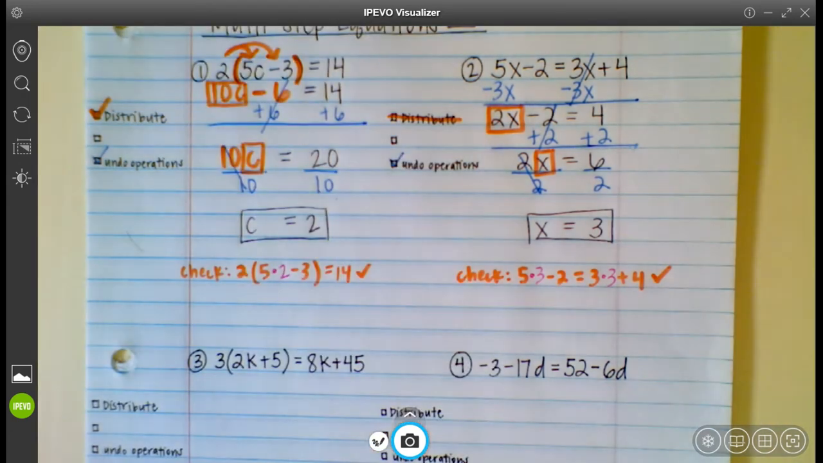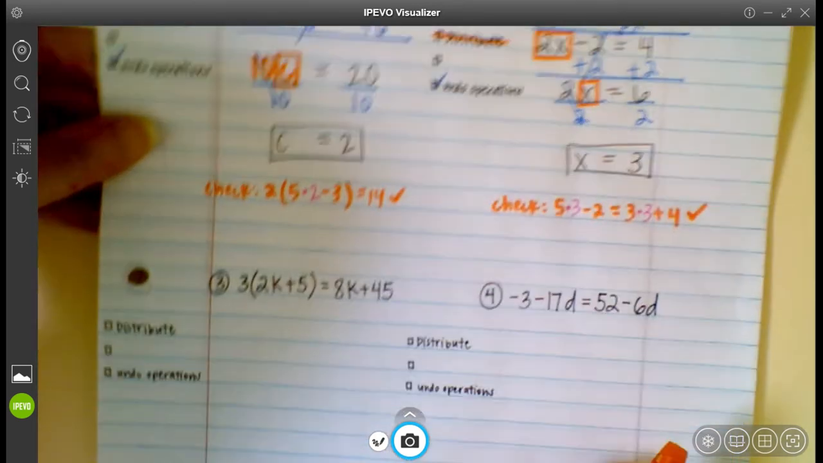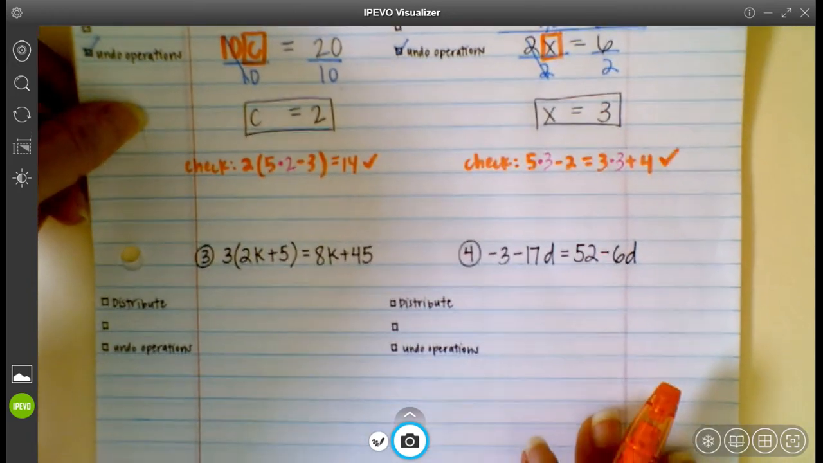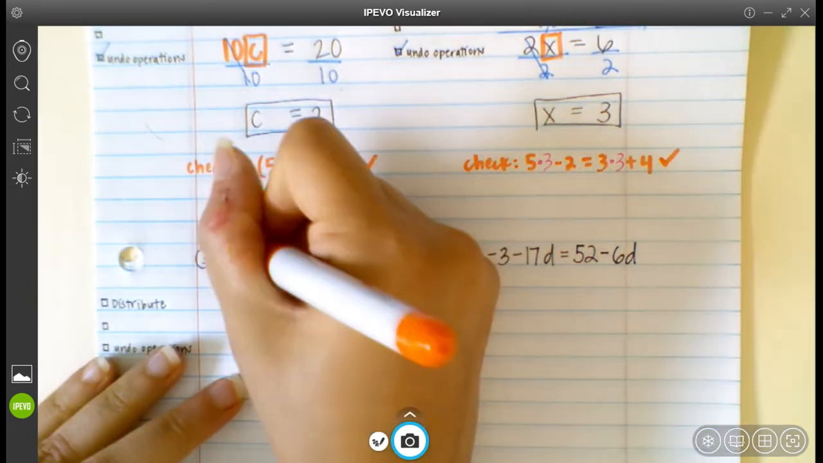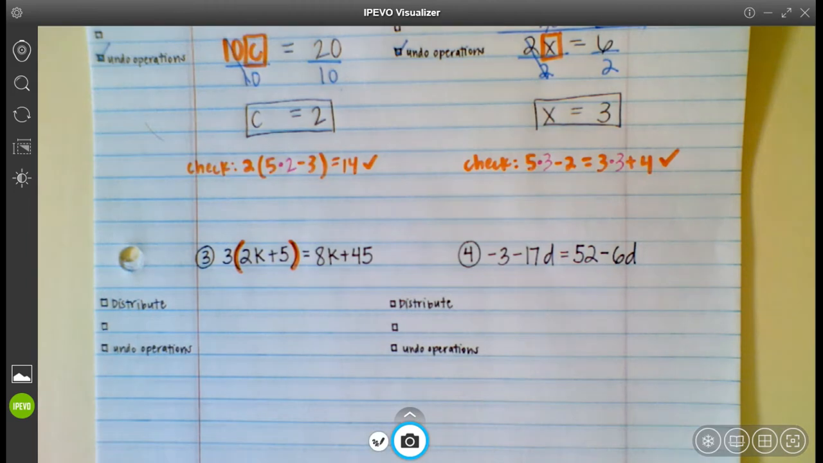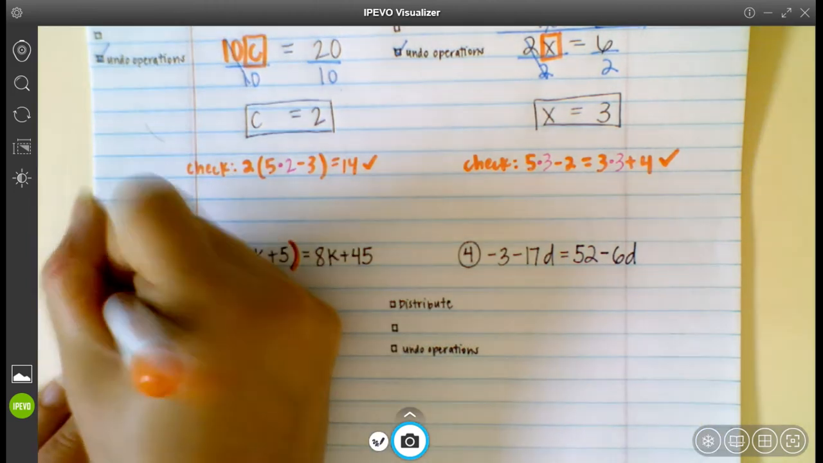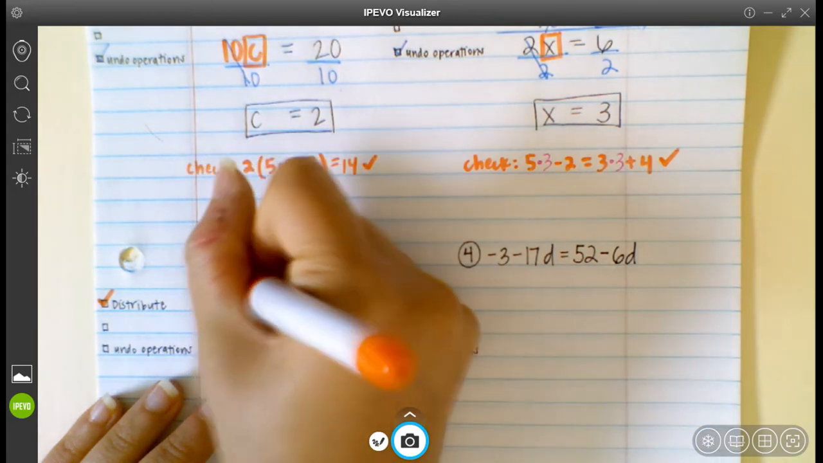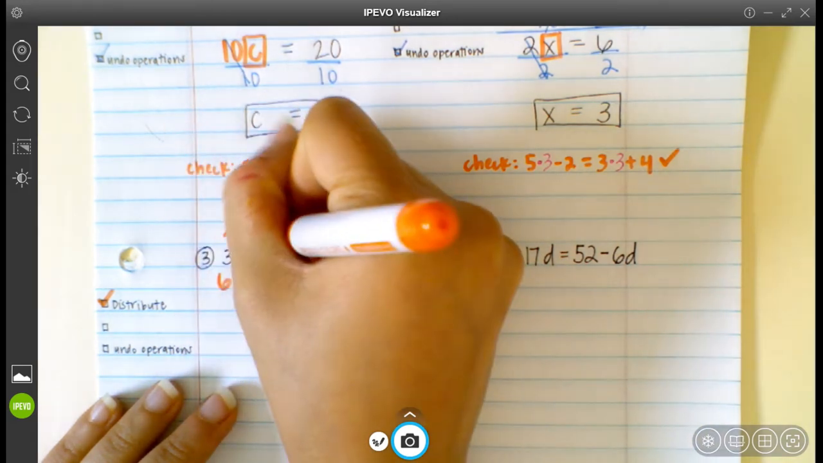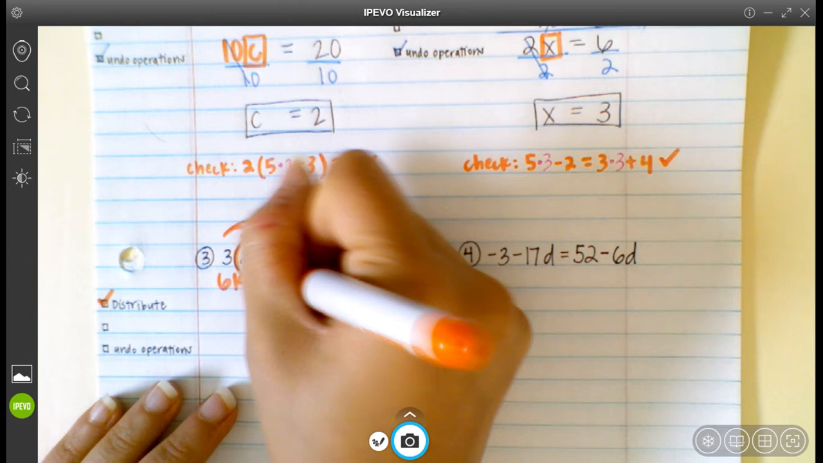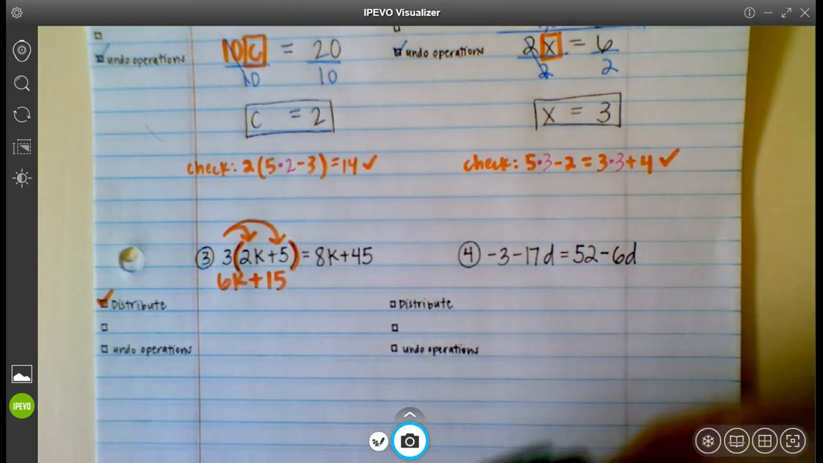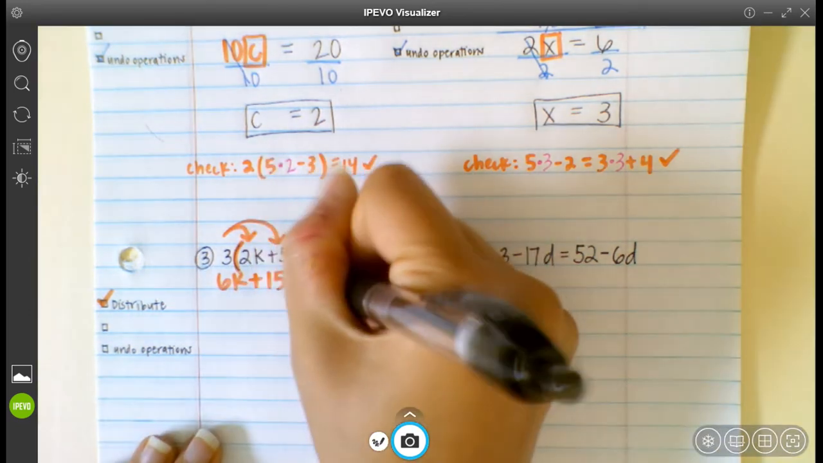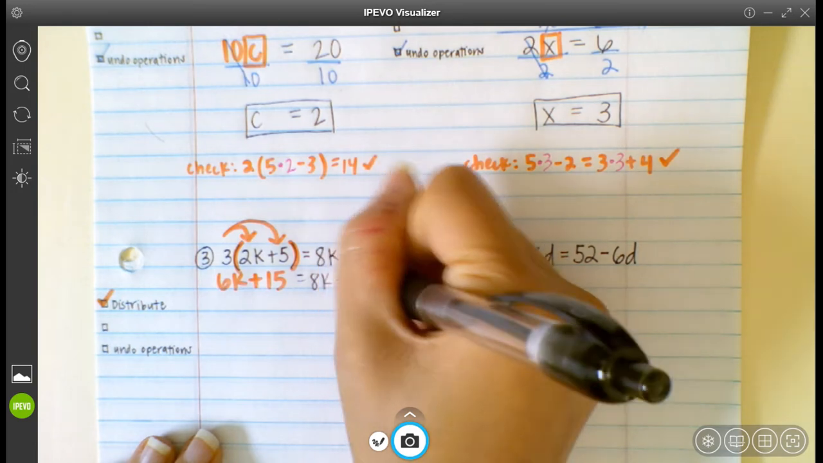All right, so let's take our time here for number 3. Please notice right away, I see something that I really, really like right from the get-go here. We like to see that we have some parentheses. So as soon as you see parentheses, that means we're going to distribute. So 3 times 2k is 6k, and 3 times positive 5 is positive 15. And we're going to set that equal to our 8k plus 45.